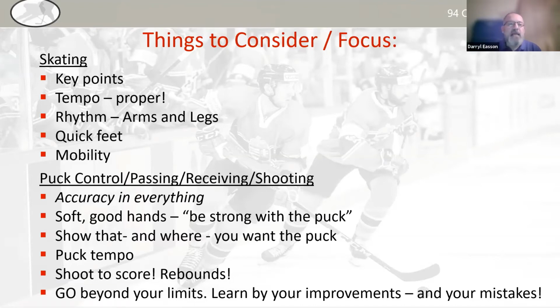Rhythm when they're skating. Rhythm, arms and legs, quick feet and mobility. So we do a lot of transition, a lot of things forward to backwards, backwards to forwards. Passing, shooting, receiving, all kinds of puck control. Accuracy is everything. Make sure they do it correctly all the time. Make sure you hit the man with the pass. Make sure that you're shooting in the right way. Soft hands, but be strong with the puck.